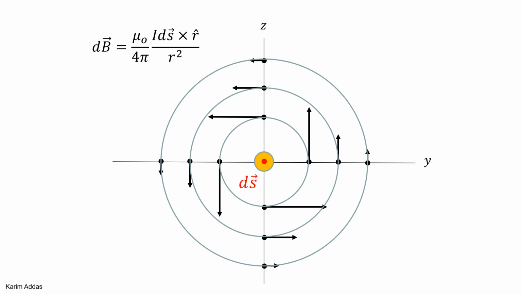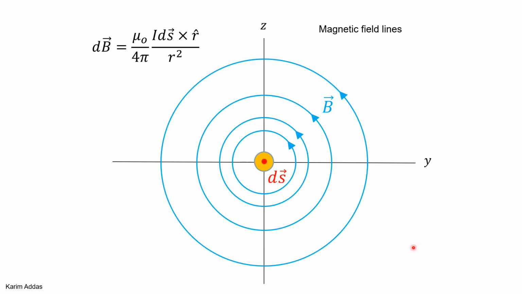Since the magnetic field is stronger when you get close to the element of current and it gets weaker when you go away, then if you draw magnetic field lines, the magnetic field lines will be closer to each other when you're close to the element of current, and they get farther and farther apart when you go farther and farther away. So this would be what the magnetic field would look like if you want to draw it in terms of magnetic field lines.